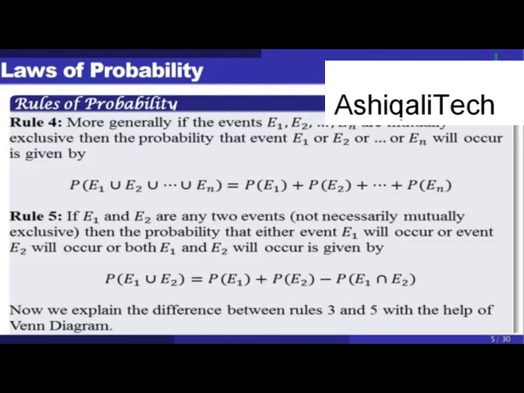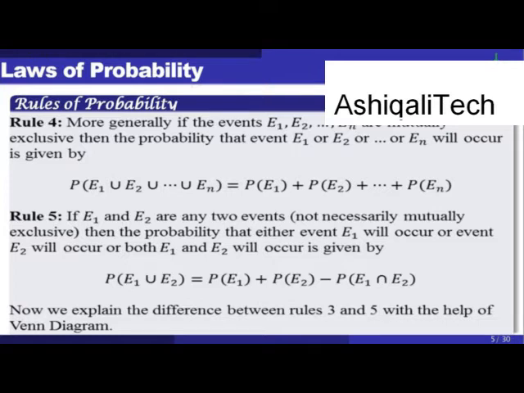Dear students, rule number 4. More generally, if the events E1, E2 up till so on En are mutually exclusive, then the probability that event E1 or E2 or up till En will occur is given by probability of E1 union E2 union so on up till En. So this is equal to probability of E1 plus probability of E2 plus up till so on, you get probability of En.